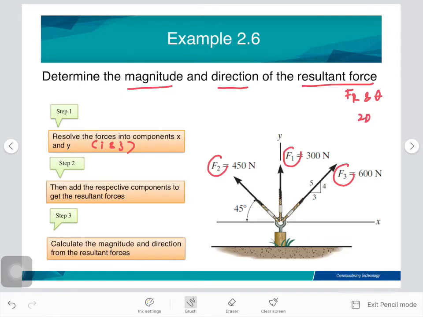Second step, after you resolve into i and j, you need to add the respective components to get the force resultant. Because you must remember that FR is equal to FRx i plus FRy j. And then the third step, after you determine this resultant vector, you can calculate the magnitude and also the direction.